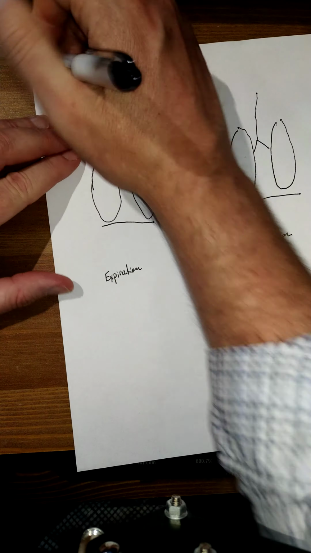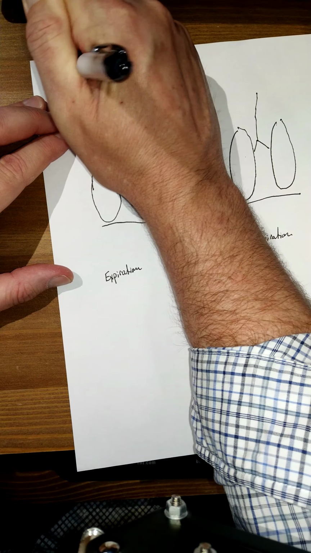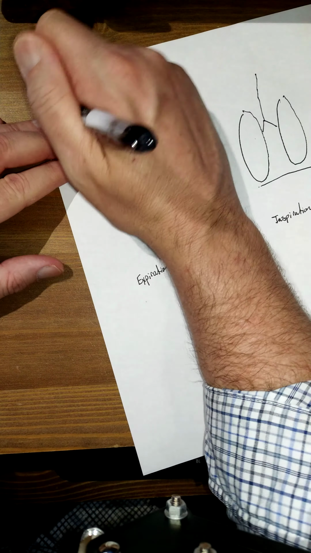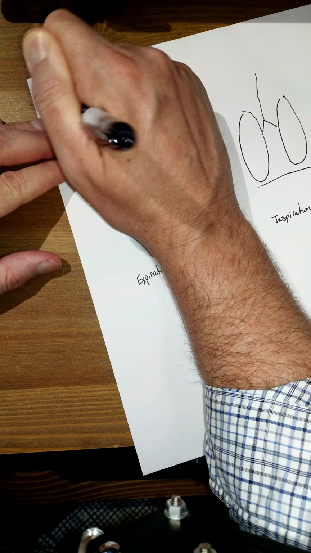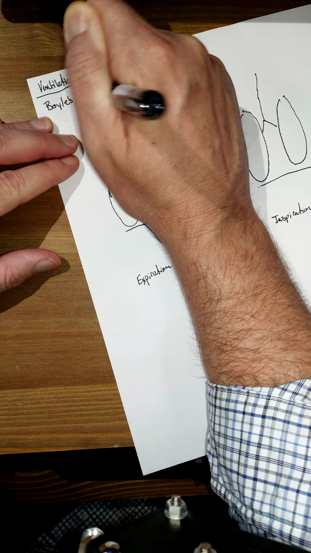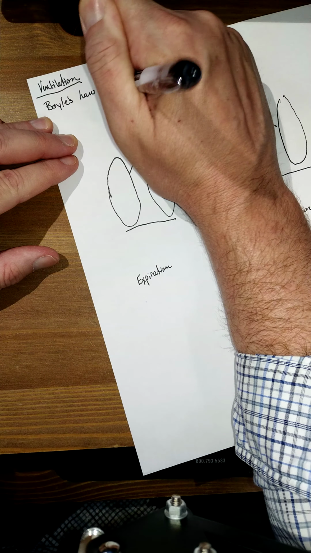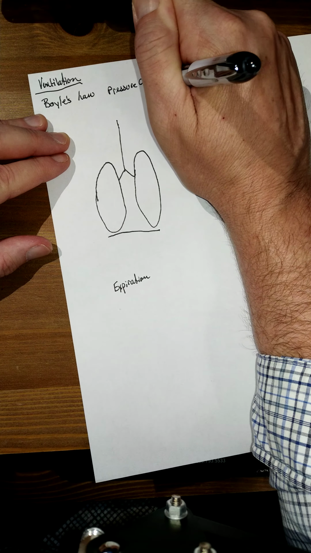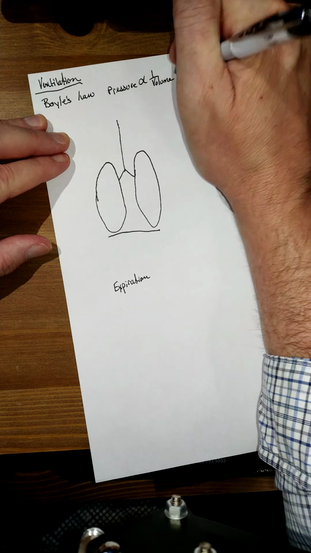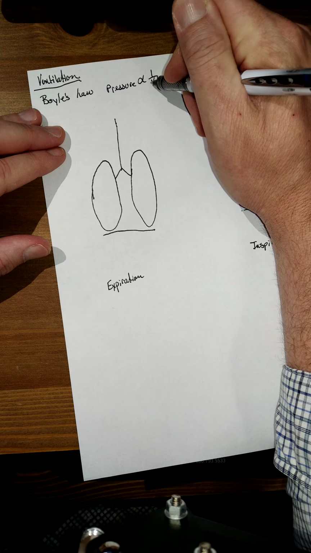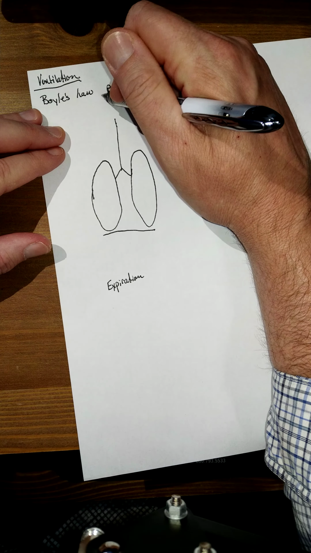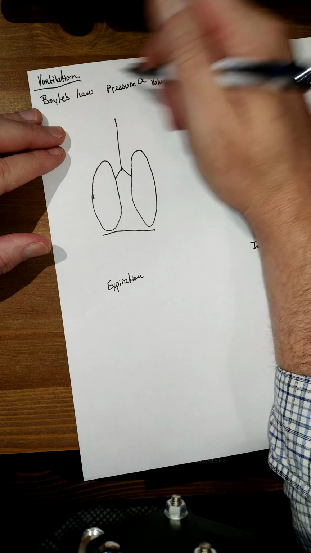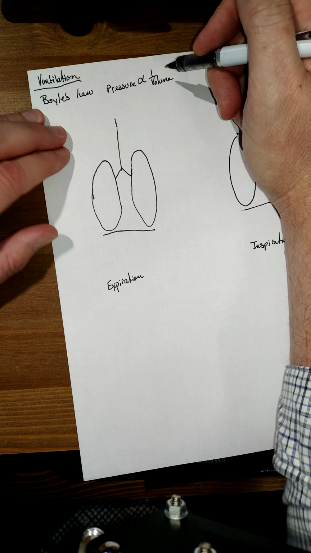But there are some things that are important to think about with ventilation. One of the main things is Boyle's law. Boyle's law has to do with pressure being inversely proportional to volume. So that means any change in volume, if we increase volume, we're going to decrease pressure. If we increase pressure, we're going to decrease volume.